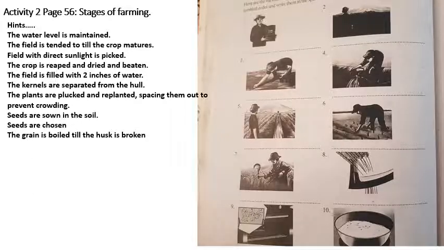So here the diagram shows the stages of farming. They're giving you 10 steps. And they have also given you hints. The water level is maintained. The field is tended to till the crop matures. Field with direct sunlight is picked. The crop is reaped and dried and beaten. The field is filled with 2 inches of water. Now you have to rearrange these steps. This step ആണ് ആദ്യം വരേണ്ടത്. Just pause the video and rearrange these steps.